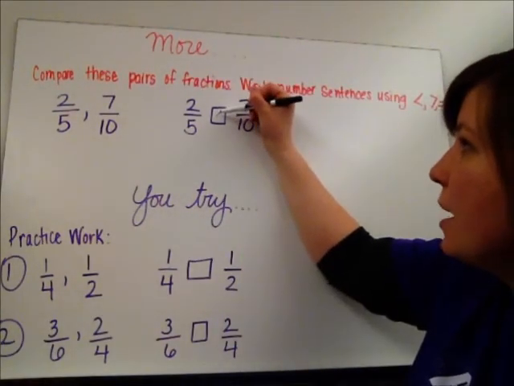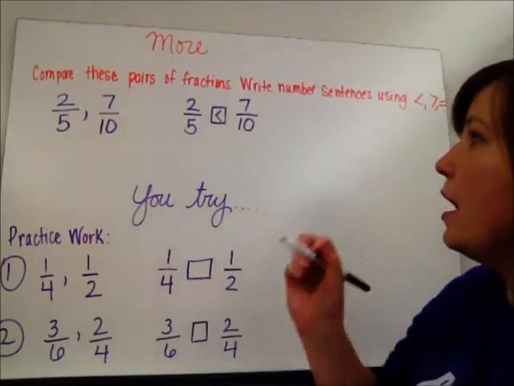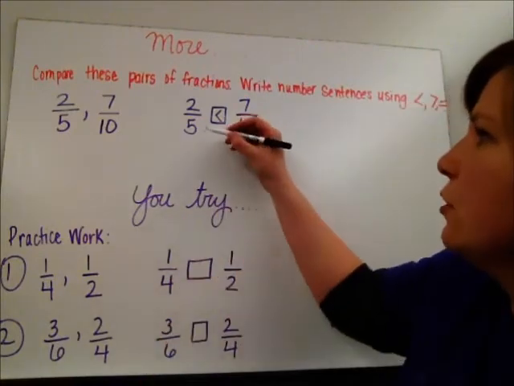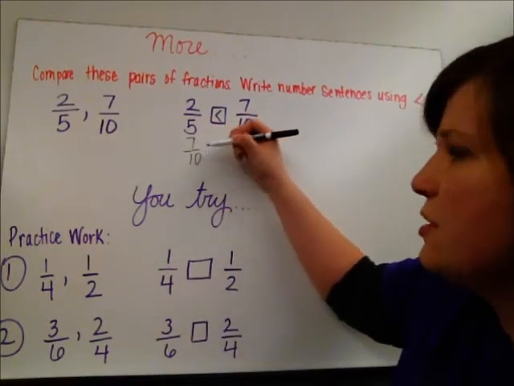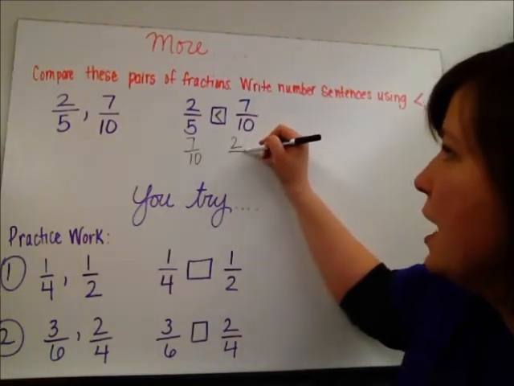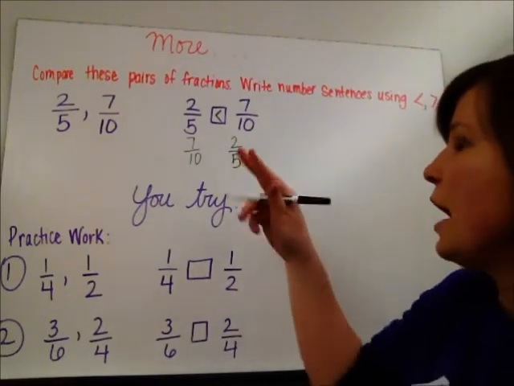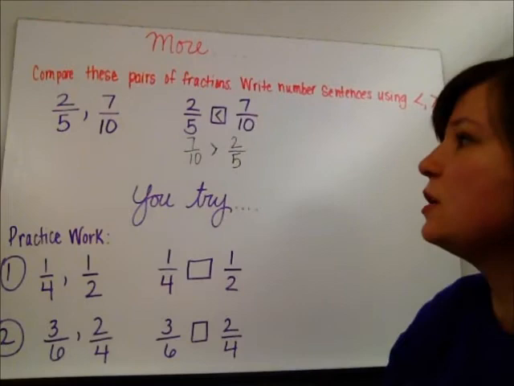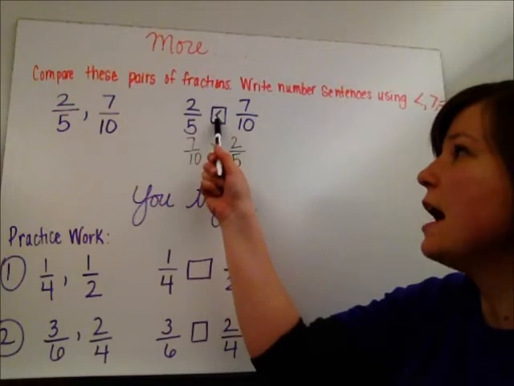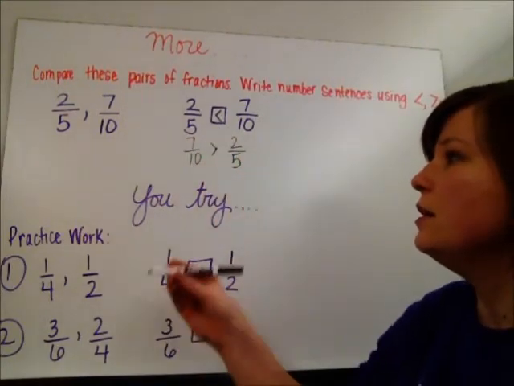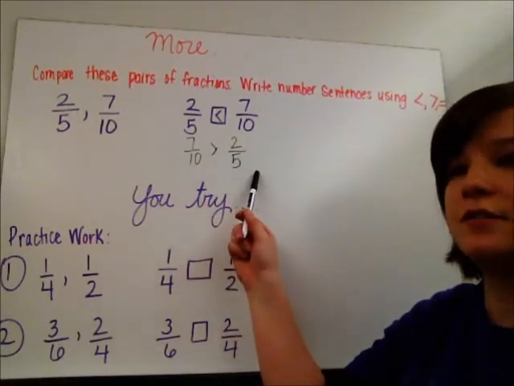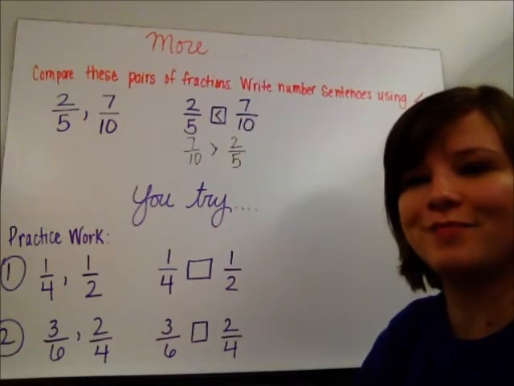So I'm going to draw my symbol eating the bigger number. And if I wanted to do it the other way, I could do that too. If I happen to write this number first, it really doesn't matter as long as you get the symbol right. So if I wrote 7/10 first and 2/5 second, I just have to make sure that it's eating that bigger number, but I'm going to read it differently. This one I read 2/5 is less than 7/10. This one I read 7/10 is greater than 2/5. They both mean the same thing. You can say it either way.